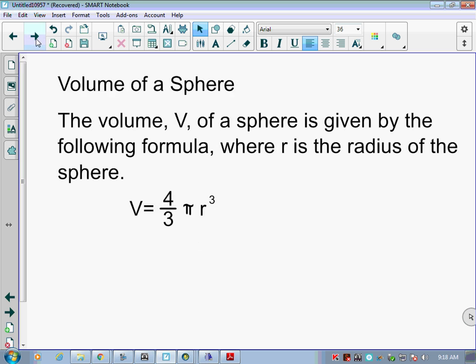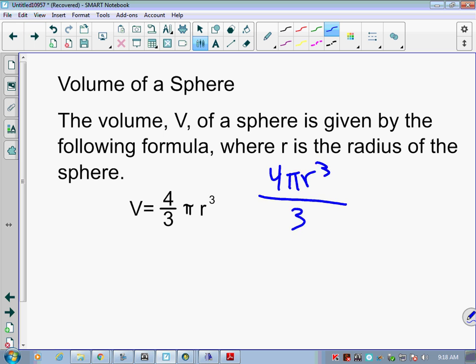Okay? All right. Then the volume of a sphere is given by this formula: 4/3 pi r cubed. So those are the two main formulas that we're going to work with. So what was the surface area of a sphere? 4 pi r squared. And the volume of a sphere is? 4/3 pi r cubed. You could also probably rewrite this if you wanted to as 4 pi r cubed divided by 3. It's ultimately the same thing. Does that make sense? All right.